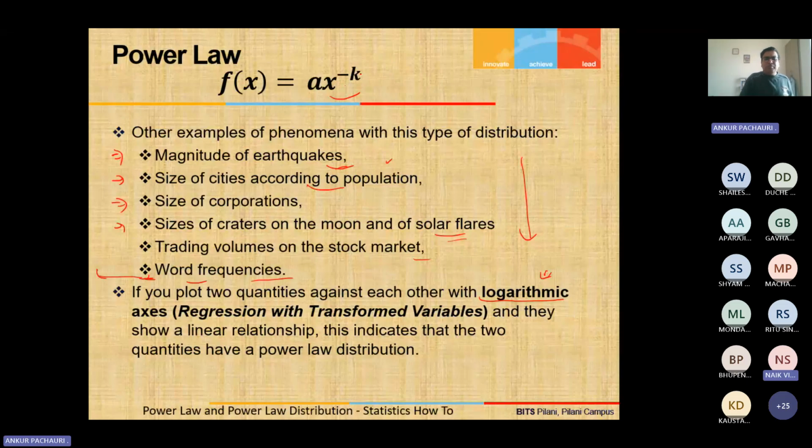So by default, most of them are inverse relations, so they have kept it minus. But your point is good, it can be positive also, but it's just a notation given by them. By emphasizing more, it is more towards inverse, in an inversely proportional relation.